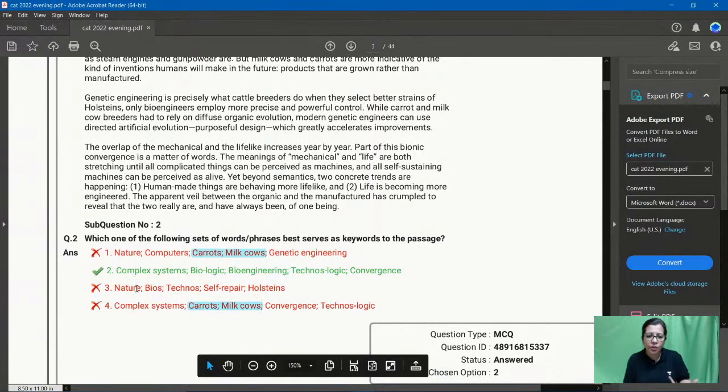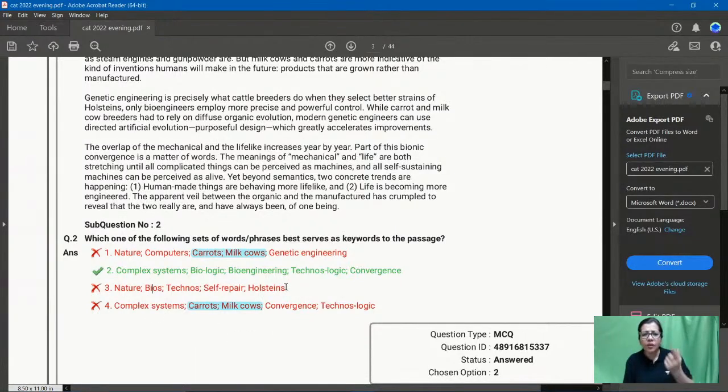I'm left with option 2 and 3. Now I can just see which one has more general words, more overall words, because we are talking about the essence. Nature, bios, technos, self-repair, Holsteins. Holstein क्या होता है? Even if you go to the passage, you'll see this is cattle from Holland. The whole passage is not about Holsteins. That is just another example. So this is obviously out. And my answer is this.